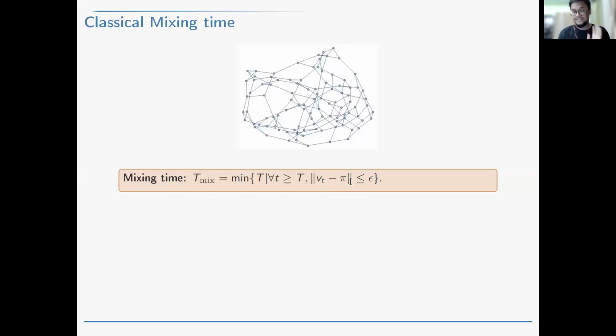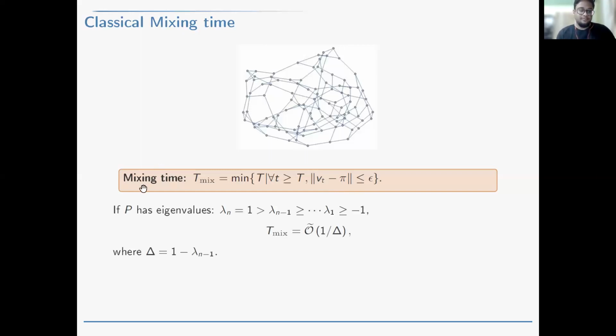So that's the definition of the mixing time. I reiterate, it's essentially the minimum time beyond which the probability distribution of your walk becomes epsilon close to the stationary distribution. And how does it relate to the graph, essentially, or the spectral properties of the graph? This is what we are going to see next. By the way, if you have questions, you can just stop me and ask. So remember that P was a stochastic matrix.